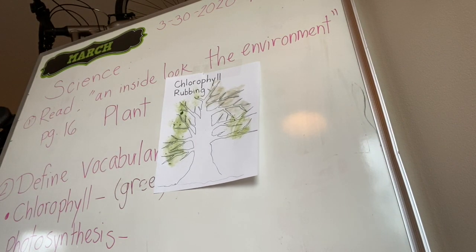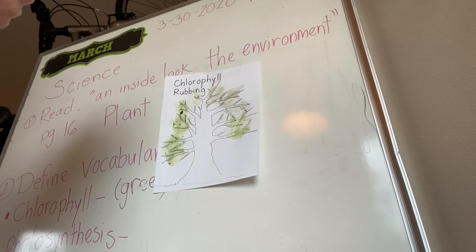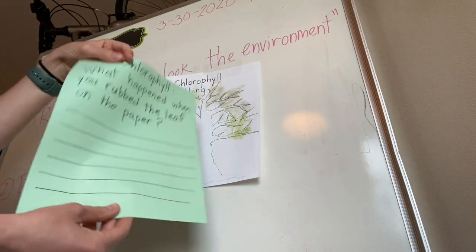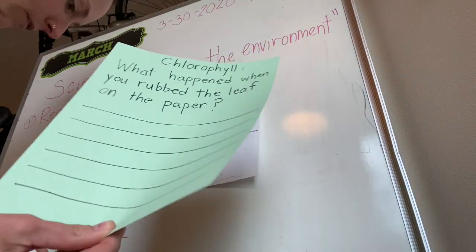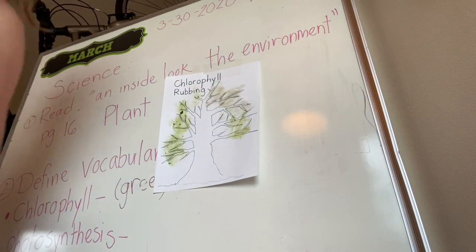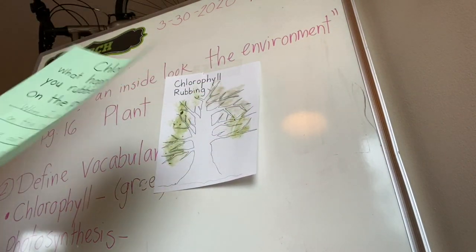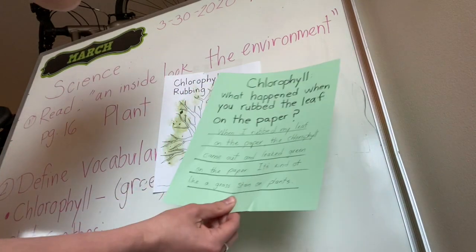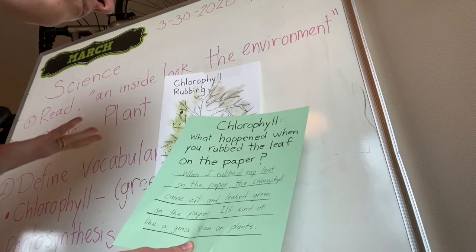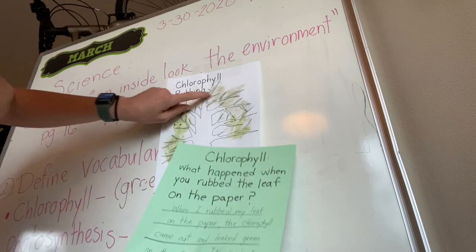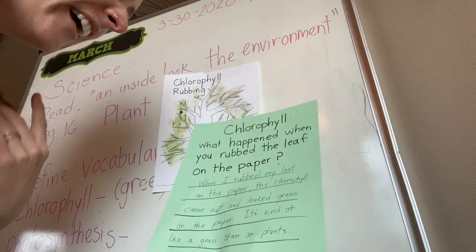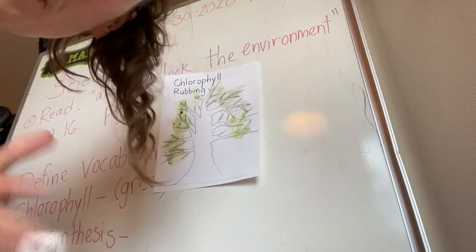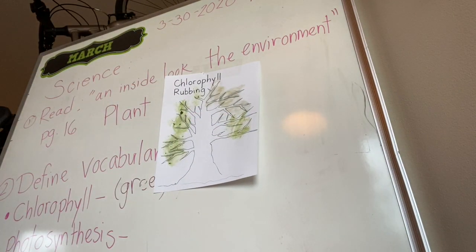What we're gonna do now is talk about what happened when you rubbed the leaf on the paper. I'm gonna connect pictures or scans of these so that you guys will have these sheets if you want to look closer at them or print them out if you have that ability. What I said is when I rubbed my leaf on the paper, the chlorophyll came out and leaked green onto the paper, almost like it stained it. It's kind of like a grass stain on your pants when you fall down or something like that.